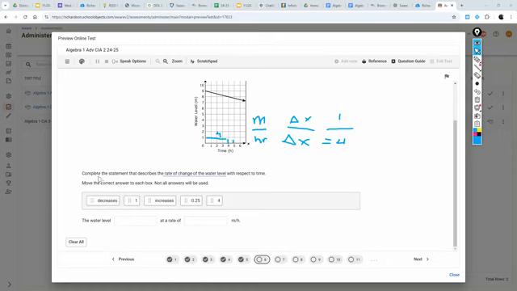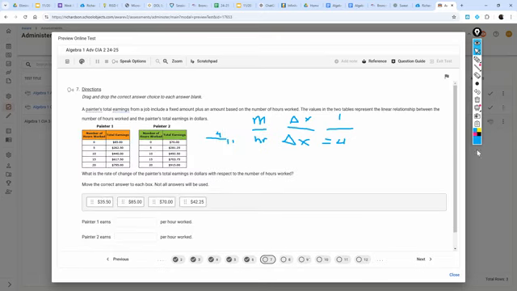Okay, so now I can look here. Complete the statement that describes the rate of change of the water level with respect to time. Move the correct answer to each box. Note all answers will be used. So the water level decreases because it's going down. And I know 1/4 is the same as 0.25 meters per hour. Okay. Now, next, question 7.